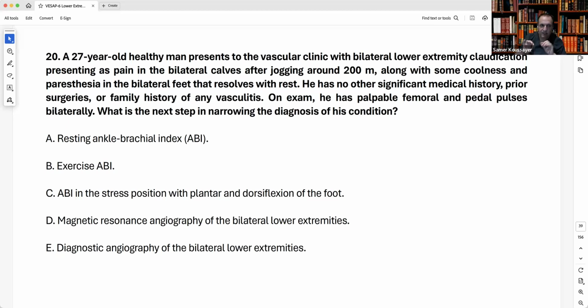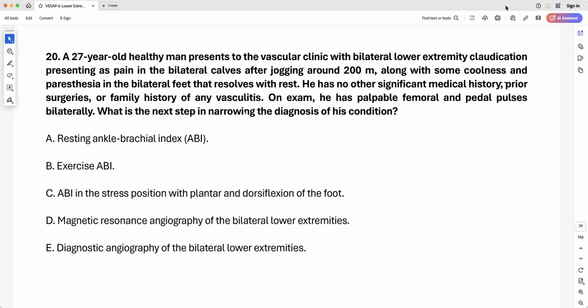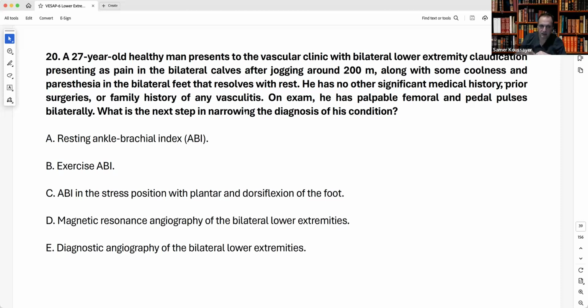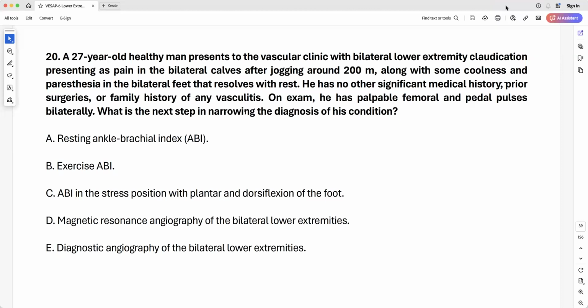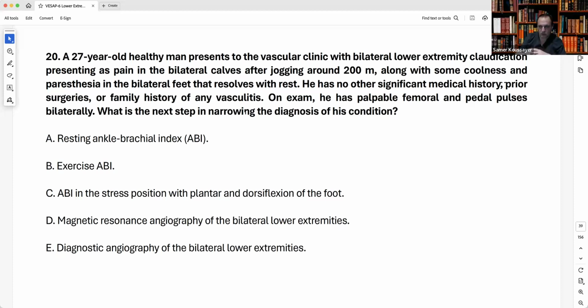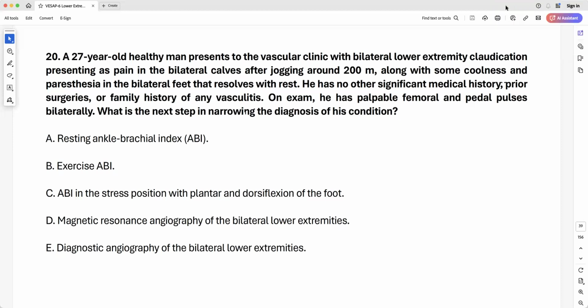So again, you have to be careful when you read the question. What is the next step? The next step is to do an ABI. Okay. So how do you do this ABI? It will be dorsiflexion and plantar flexion of the foot. Okay, because you want to tighten up which muscle? The medial head of the gastrocnemius muscle.